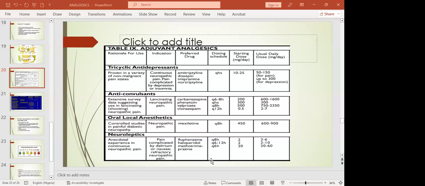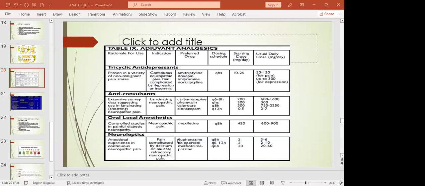Okay, so another class is oral local anesthetics. You know what local anesthetics are now? Those are drugs that numb pains, the same way we give lidocaine. Lidocaine is a local anesthetic, just that it's an injection. It's not so common, but a member of that class is mexiletine. It's not a common drug. You may come across it, you may not, but just know that it was mentioned.